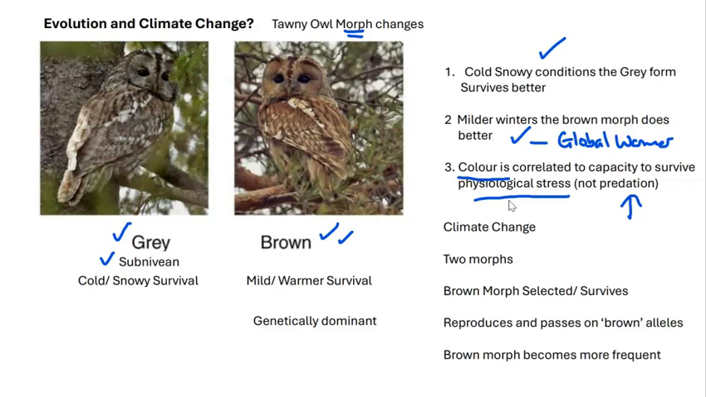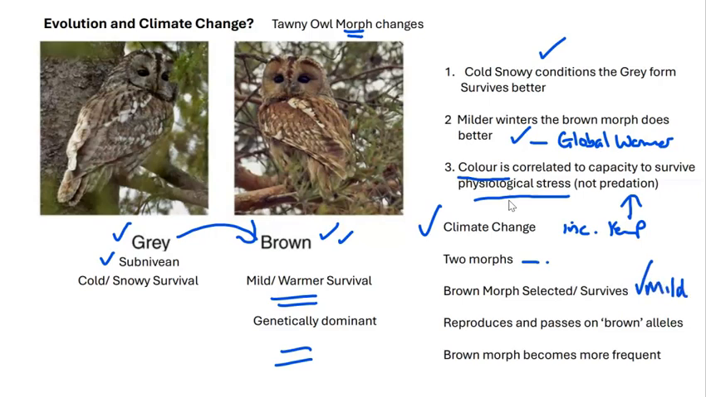So let's just run through the evolutionary process, the change in the form from grey to brown as favoured by the milder, warmer conditions. I should note that the brown colour is actually genetically dominant. So with climate change, we have an increase in temperature. The conditions become less snowy and warmer. They become milder. So we've got our two forms, and the brown morph survives best in the mild conditions of the new winters.